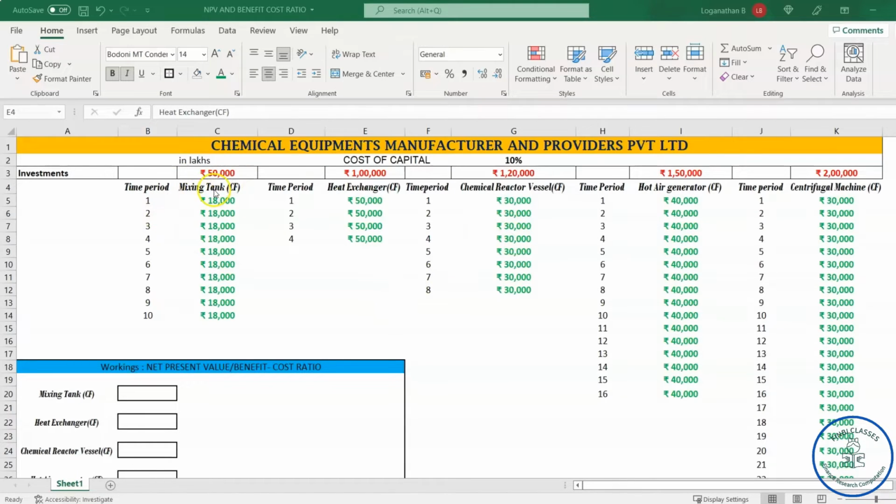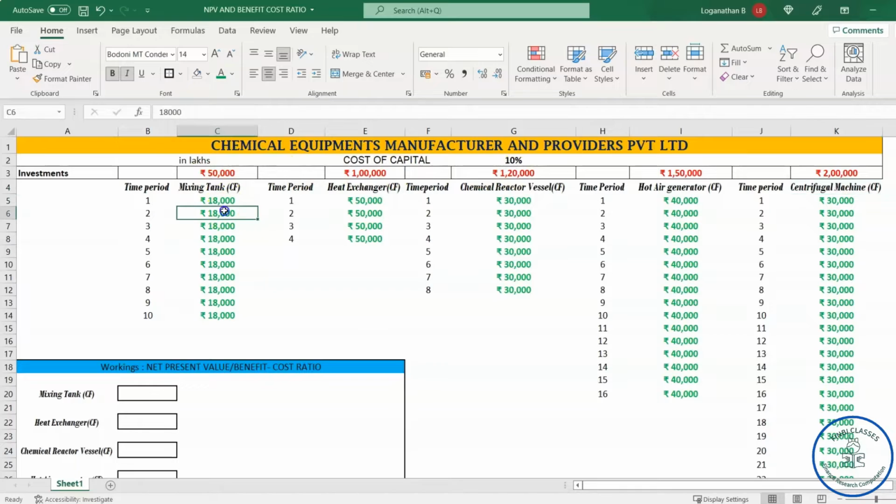So you have the chemical equipment given: the mixing tank, then the heat exchanger, then the chemical reactor vessel, hot air generator, then the centrifugal machine. Now the investments are in lakhs, right? So here the investment for the mixing tank is 50,000 lakhs. So it comes in crores, right? So I just put 50,000, but everything is in lakhs.